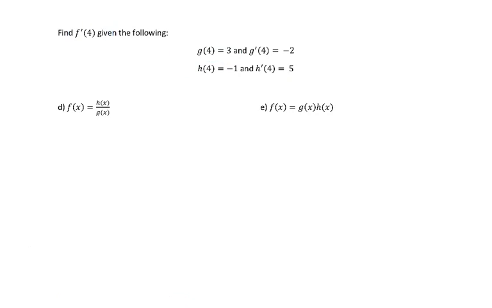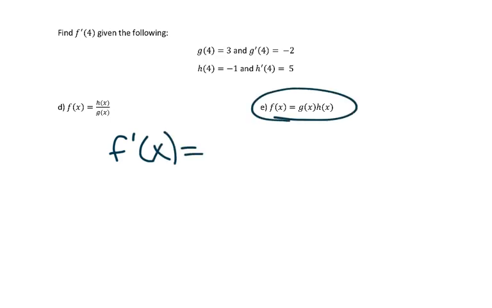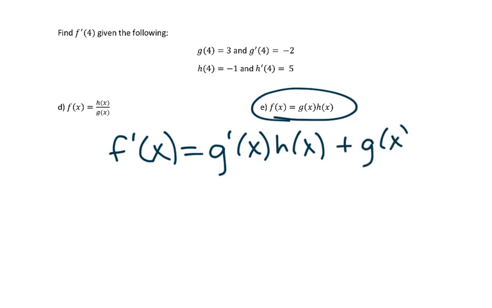We're going to do the same thing for part E now. And so what we're going to do is take f prime of x. Notice we have two functions, g of x times h of x, so we have to use the product rule. Using the product rule, we're going to get g prime of x times h of x plus g of x times h prime of x.